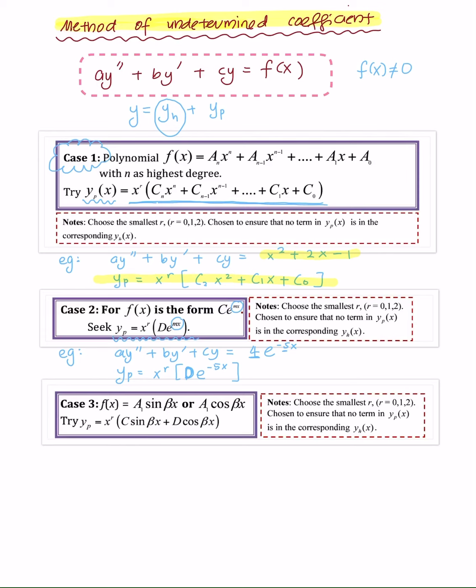Or let's say we have another example: y double prime plus by prime plus cy equal to, let's say, negative half e^x. The value of yp basically is x to the power of r times d e^x.